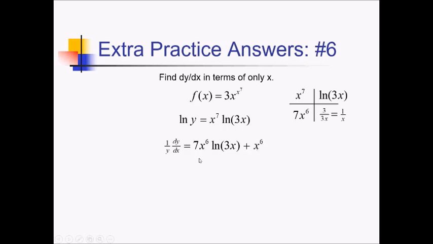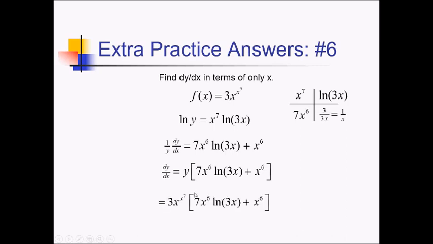Now let me go ahead and multiply both sides by y so I can get dy over dx by itself. And since they want the derivative in terms of only x, they said in the directions, I'm going to replace this y with the original function, 3x to the x minus 7.